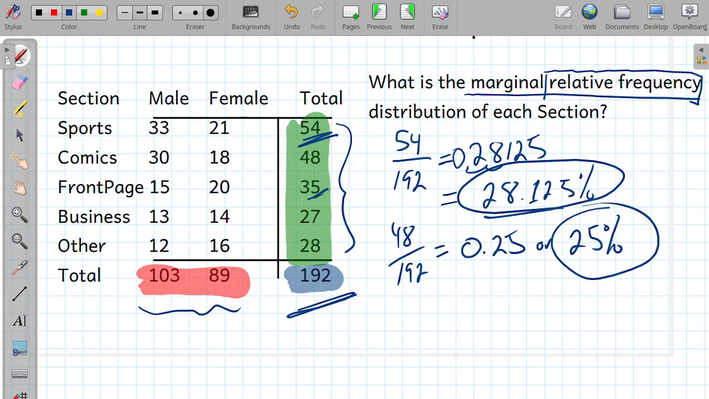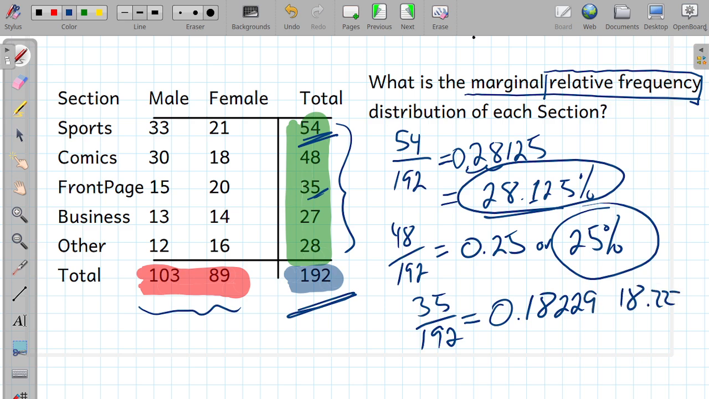The front page is again smaller. It's 35 out of 192, and that turns out to be 0.18229, or 18.229%. So there's another percent.